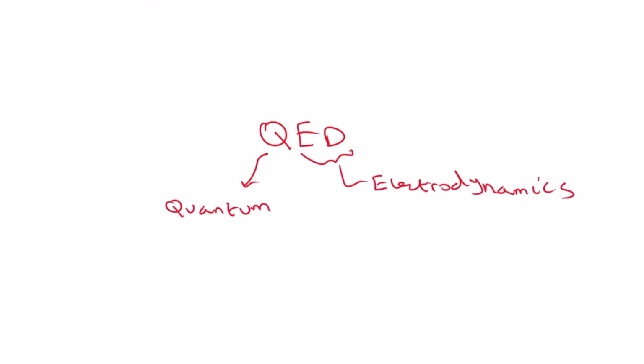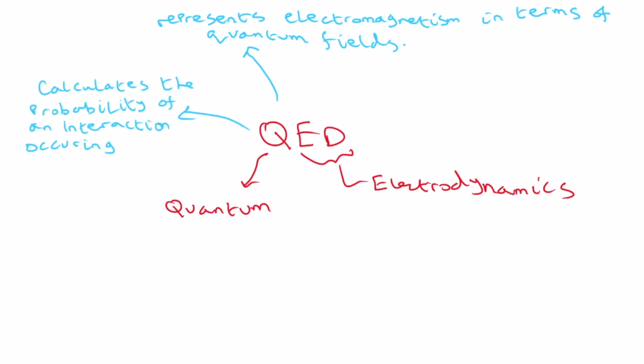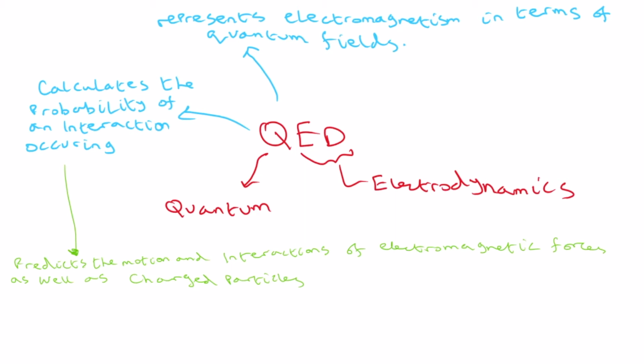QED, also known as Quantum Electrodynamics. What this theory does is that it represents electromagnetism in terms of quantum fields. It also calculates the probability of an interaction occurring, and this is important as this predicts the motion and interactions of not just electromagnetic forces, but also charged particles.